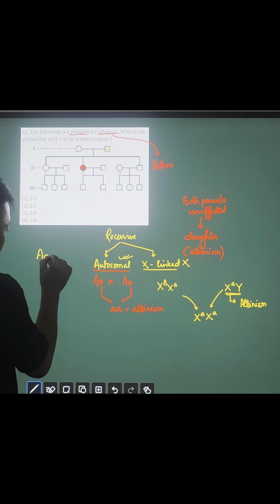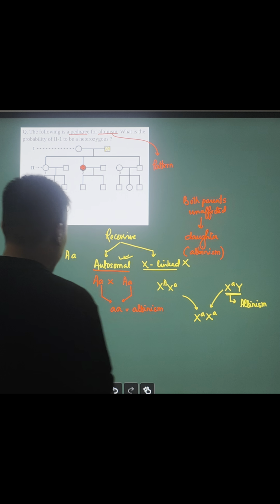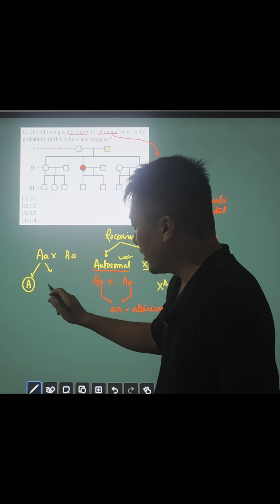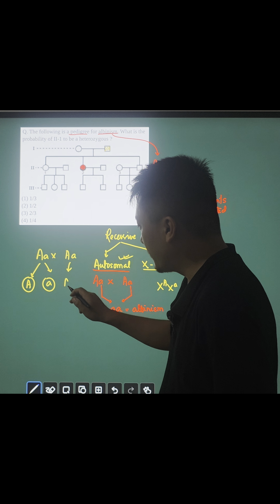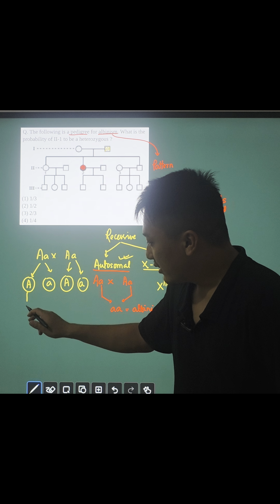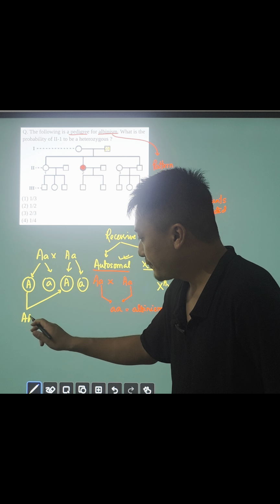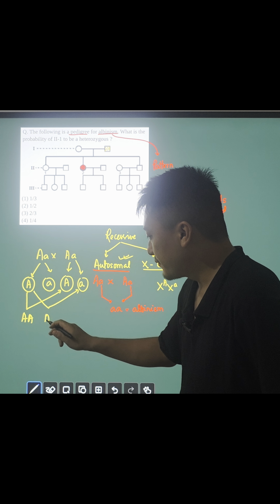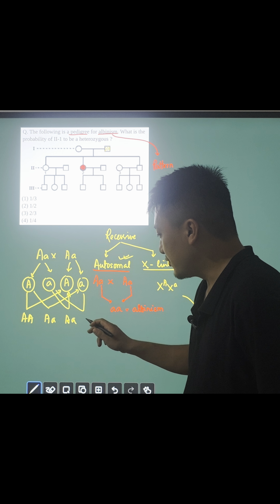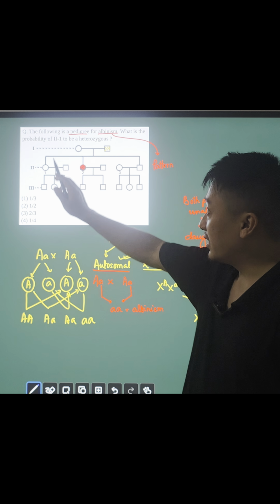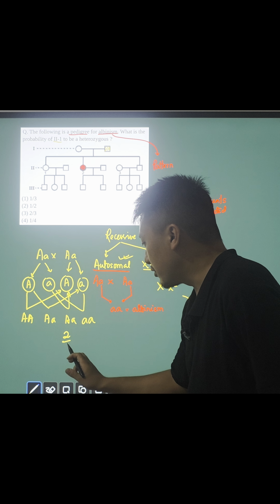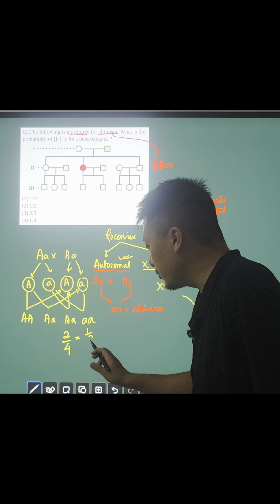So the parents are having the genotypes capital A, small a. Then these two parents will have the gametes produced capital A and small a. This one also has capital A and small a gametes. Now, if we work out the possibilities, then we have the first two capital A, capital A, small a, and the last two capital A, small a and small a. So the possibility of getting the individual 2-1 to be heterozygous is 2/4, or you would think the answer should be 1/2.